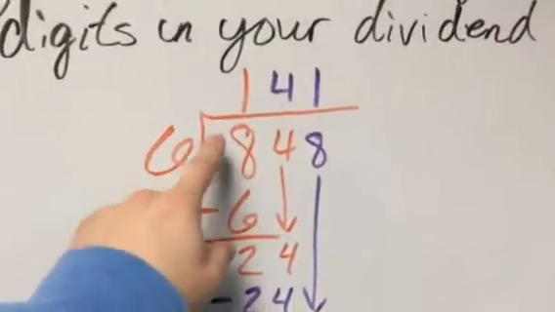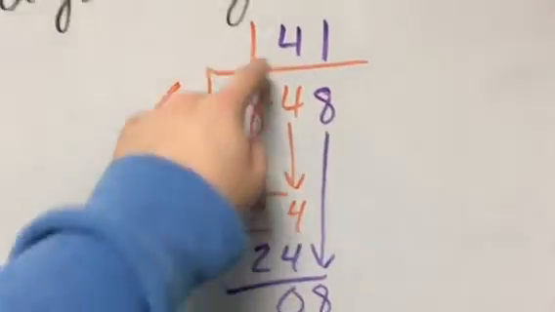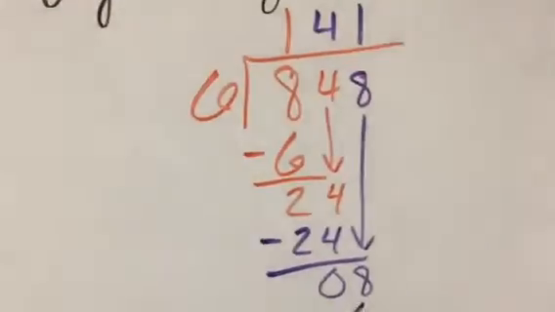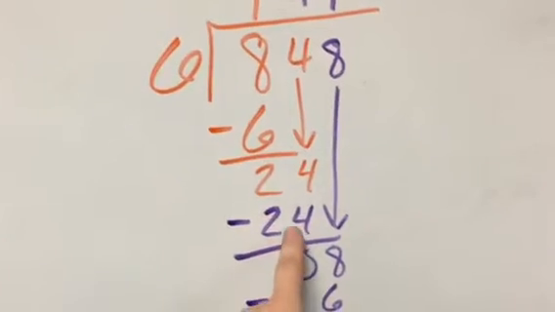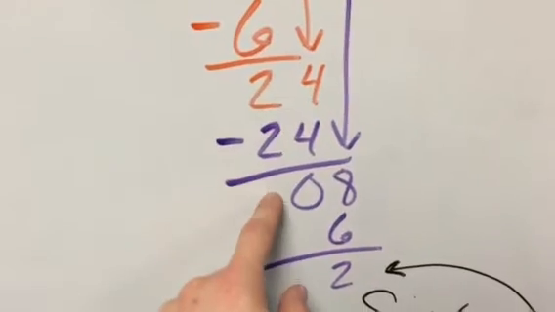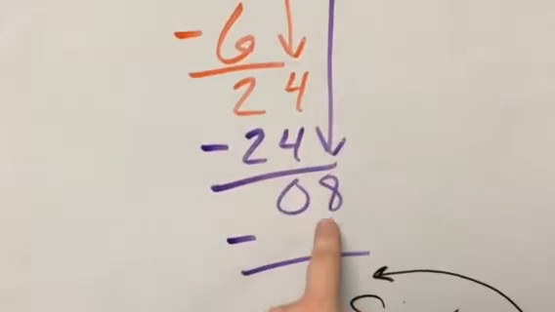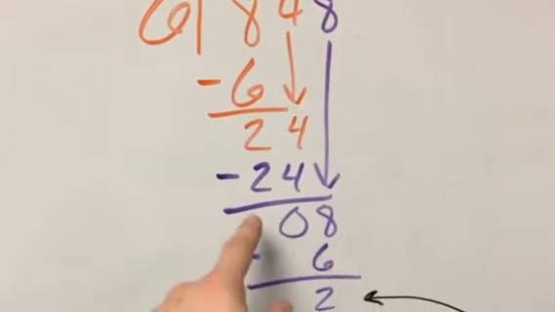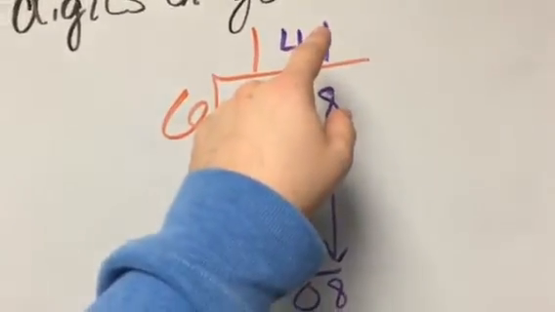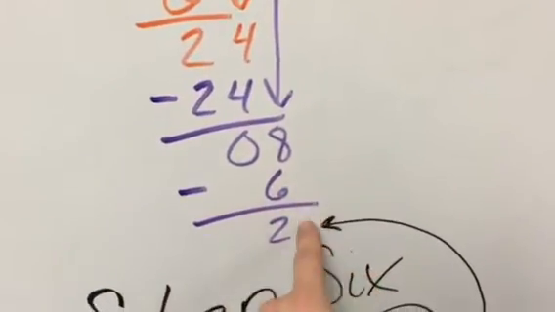So I'd already done what's in orange, and now I say, well, 6 can go into 24 4 times. So I wrote that up here. And then I go back to my multiplication and do 4 times 6 is 24. Step 3 said do subtraction, so 24 minus 24 is 0. And step 4 said bring down the next digit, so I brought the 8 all the way down to here. And then 6 can go into 8 one time. 1 times 6 is 6. 8 minus 6 is 2.